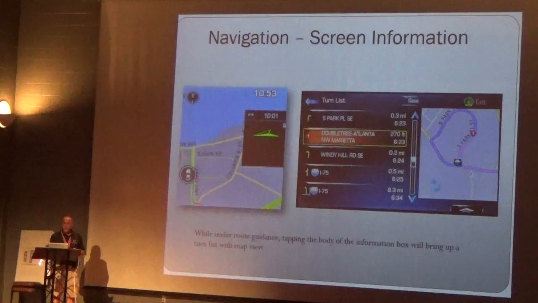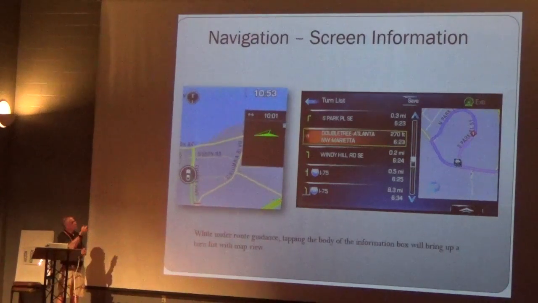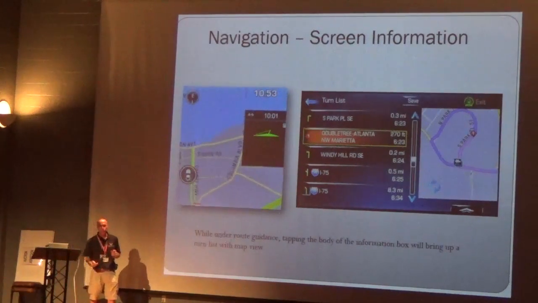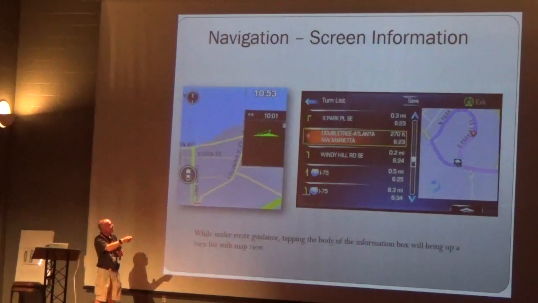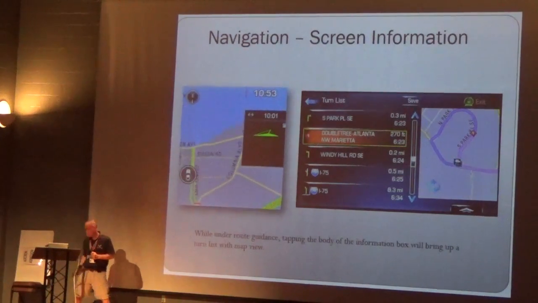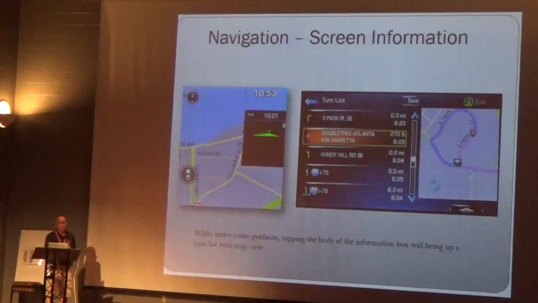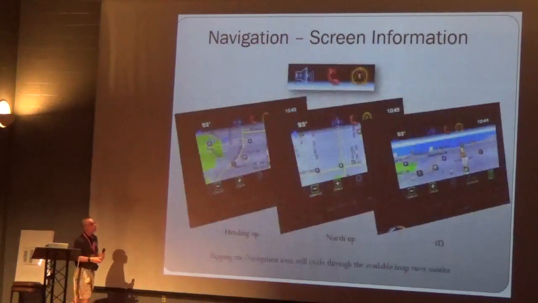So while under route guidance, tapping the body of the information box brings up your turn list. So everything that the navigation system has calculated for your pending route is going to be displayed in here, and it's going to tell you distance to your next turn. So the way you read this is in 0.3 of a mile, turn right on South Park Place Southeast. In 270 feet, arrive at, and this is a waypoint icon. So this particular screen is because I have a waypoint trip established, stopping in Atlanta, Marietta to be specific. So touching here will bring up this. Touching exit will bring you back to your navigation screen.